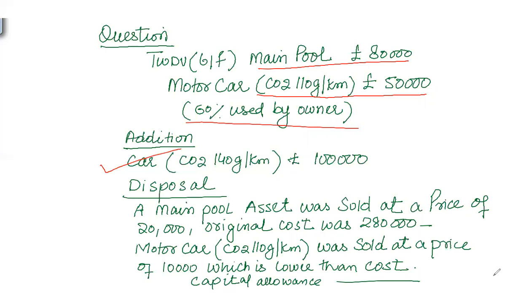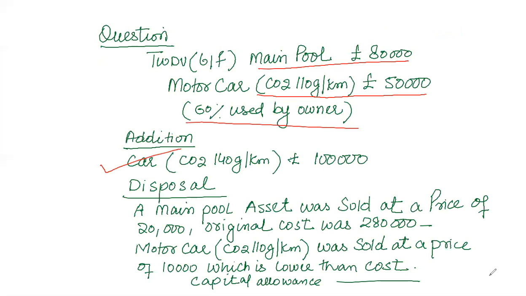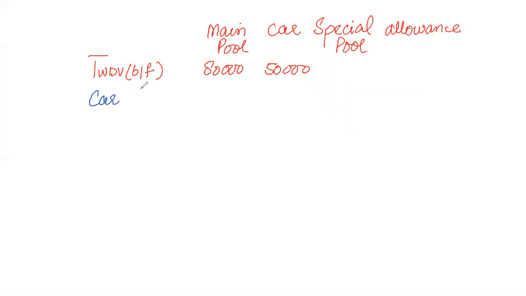So let's complete this question. First of all, we have a main pool. We have a separate car, and there is an addition of a special pool item, and then we have allowance. So first of all, we have TWDV brought forward given in the question, and that is 80,000, and opening balance of car 50,000. Now there is an addition of a car at a cost of 100,000, 140 gram. So the car purchased for 100,000 is a special item due to its carbon dioxide emission rate.